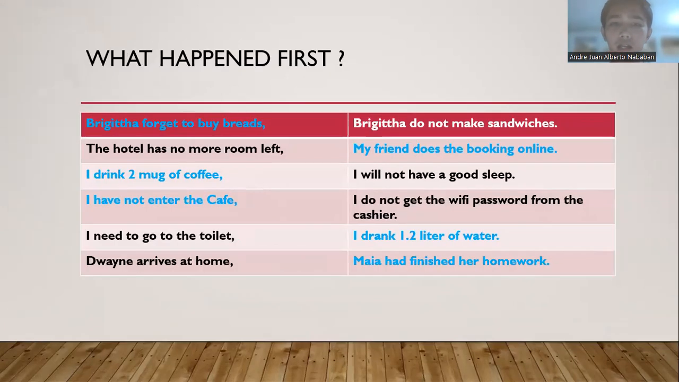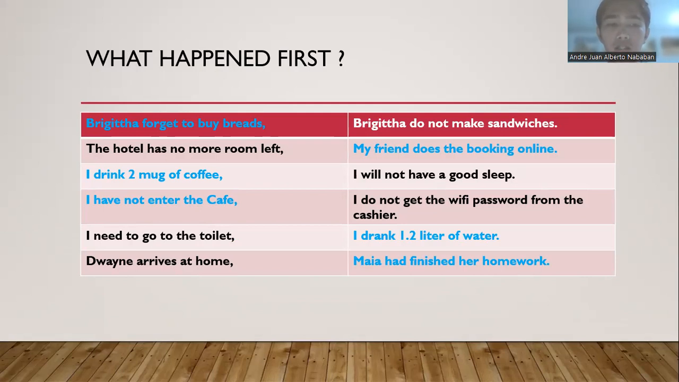So guys, as I already planned, I made a slide that shows which action from the past sentences happened first. Let me show it quickly. The first sentence: Brigitta forgot to buy bread, and Brigitta did not make sandwiches. The action that happened first is Brigitta forgot to buy bread.